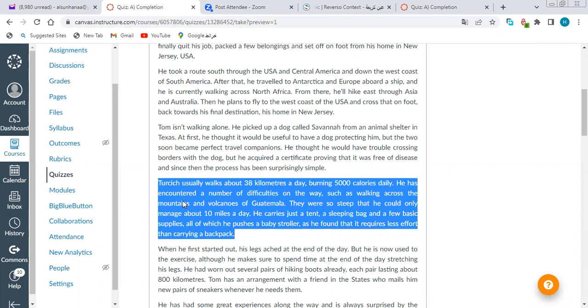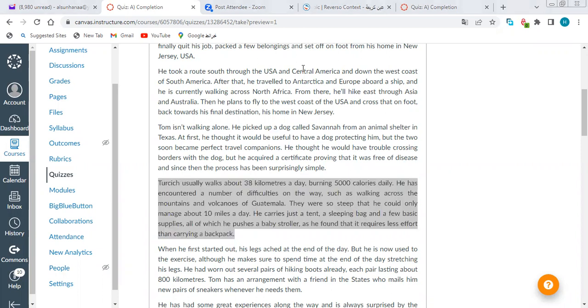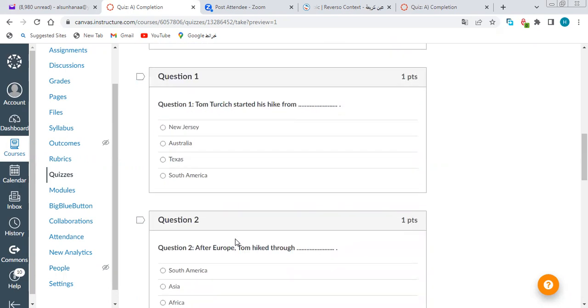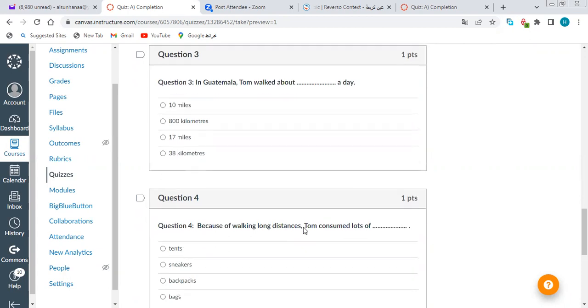The distance he walked per day in Guatemala. Yeah, Naif, that's right. Okay, 10 miles. I say he has encountered a number of difficulties on the way, such as walking across mountains and volcanoes of Guatemala. They were so steep that he could only manage about 10 miles a day. I mean, he could only walk that far. So the right answer is 10 miles a day.